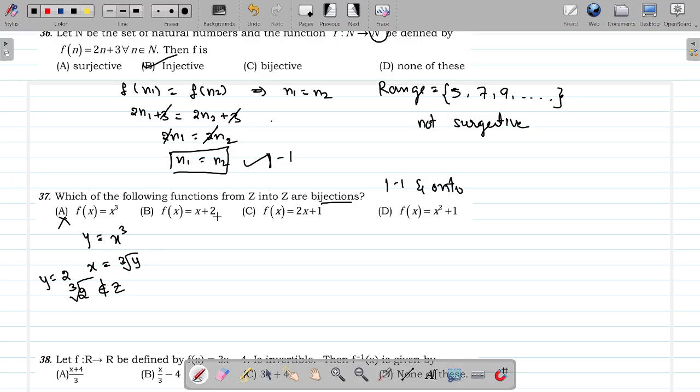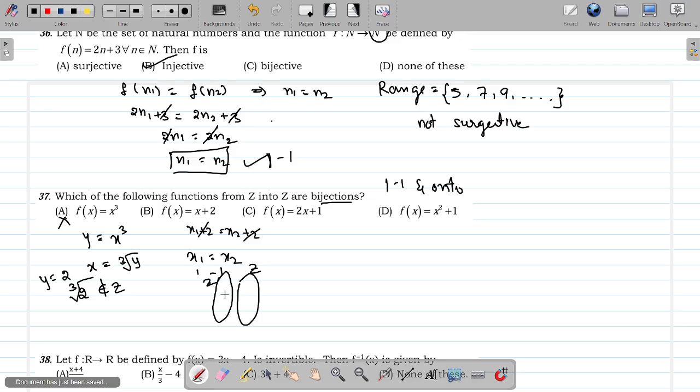Next, f of x is equal to x plus 2. Here you can see x1 plus 2 is equal to x2 plus 2. So it is x1 is equal to x2. It is 1-1. Onto, whether it is an onto function? Yes, it is an onto function. See here, because if you substitute any value for this x, you are going to get an integer, right? For any value in the codomain, put any value of x, you are going to get again an integer. Yes, so it is an onto function. It is both 1-1 and onto. So it is a bijective function.